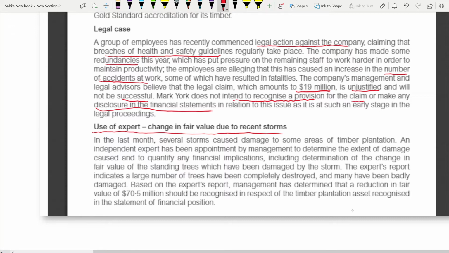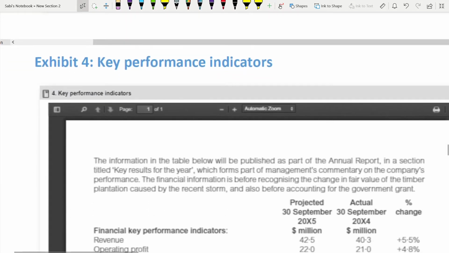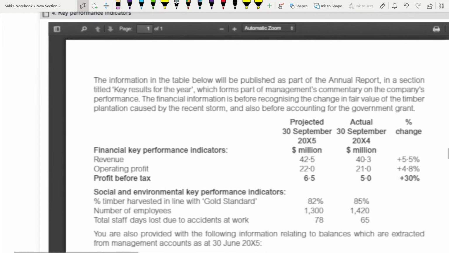An independent expert has been appointed by management to determine the extent of damage caused and to quantify any financial implications, including determination of the change in the fair value of the standing trees which have been damaged by the storm. The expert's report indicates a large number of trees have been completely destroyed. According to whom? The expert's report. And many have been badly damaged based on the expert's report. Management has determined, so based on him, that means they are relying on this, that the reduction in the fair value of 70.5 billion should be recognized in respect of the timber plantation asset, recognizing the statement of financial position. Exhibit 4 key performance indicator.